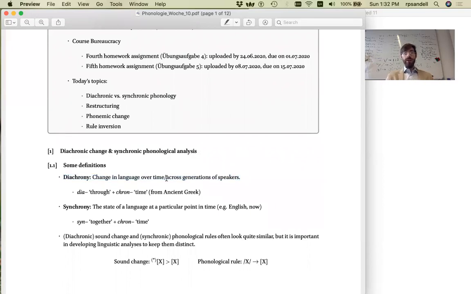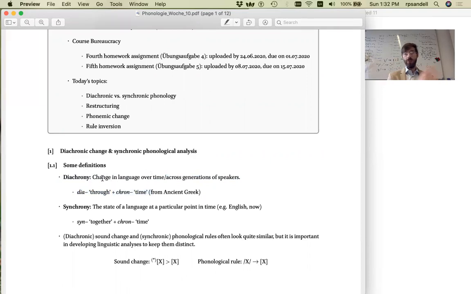So when we see changes in the external realization of language in the world, we're probably talking about internal changes in the grammars of speakers across generations. The term diachrony itself is composed of two components from ancient Greek. The preposition here used as a sort of prefix, dia, meaning through, and the noun chronos, time.